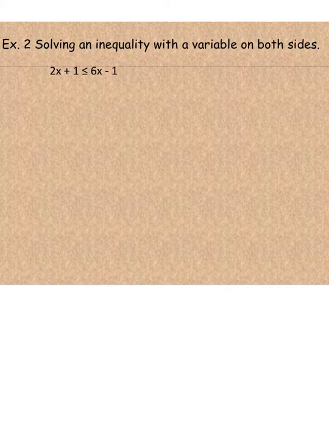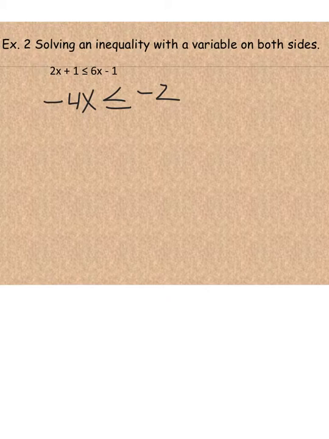In example 2, we want to solve an inequality with a variable on both sides. So we'll start by combining our variables here. We have 2x, we'll subtract 6x, that'll give me negative 4x is less than or equal to, and if I subtract 1 from negative 1, that will give me negative 2. Here I want to divide both sides of the inequality by negative 4. If I'm dividing by a negative, you should remember you need to change the sign of the inequality.